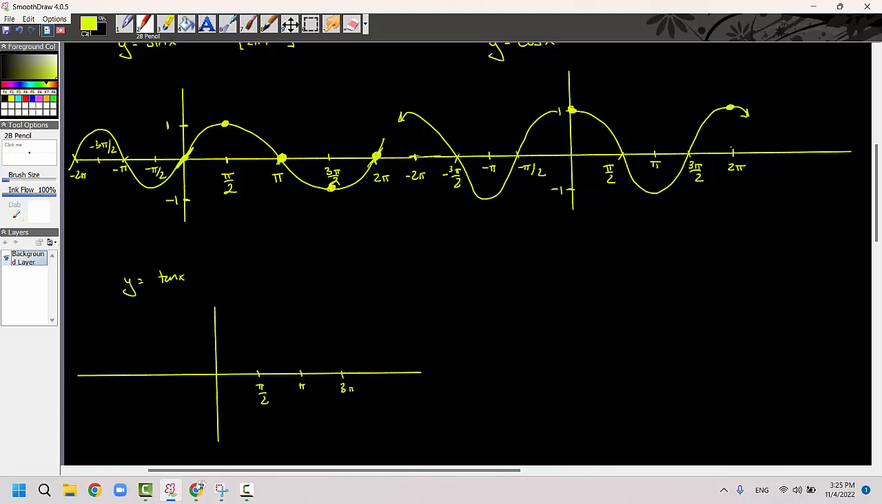So, I think the most important thing with trig is just to be flexible. Don't feel like you have to do the same thing all the time. And so here we go. Hopefully you will remember that every pi over 2 is going to be a vertical asymptote.